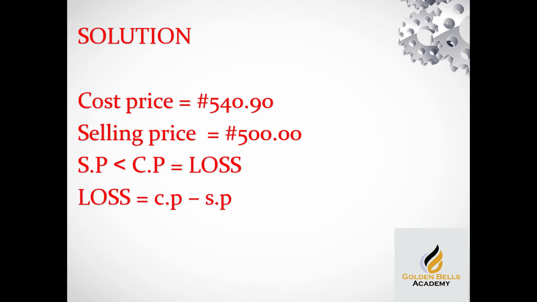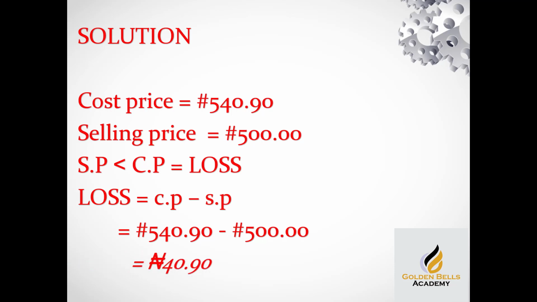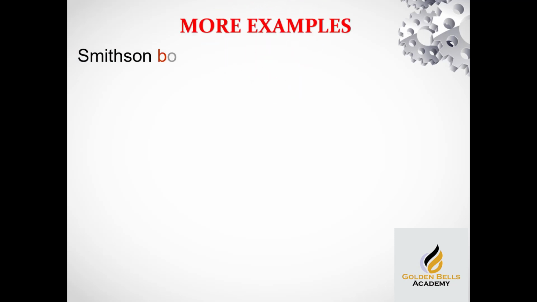Loss equals CP minus SP. So your cost price is 540 naira 90 kobo, while the selling price is 500 naira. Anika made a loss of 40 naira 90 kobo. That is the loss made by Anika. Beautiful. Good. So let's continue and look at more examples. Now this is another person.